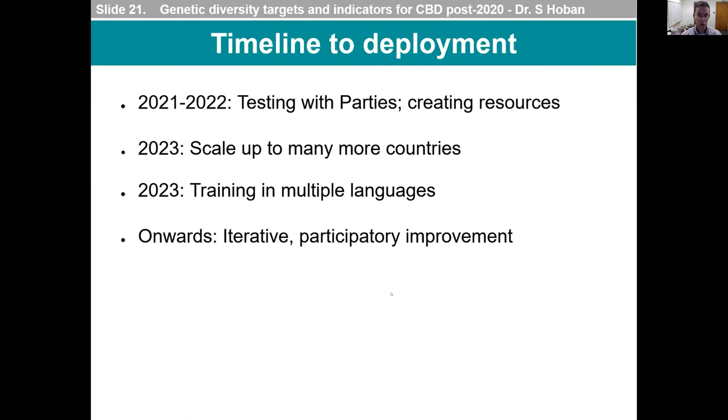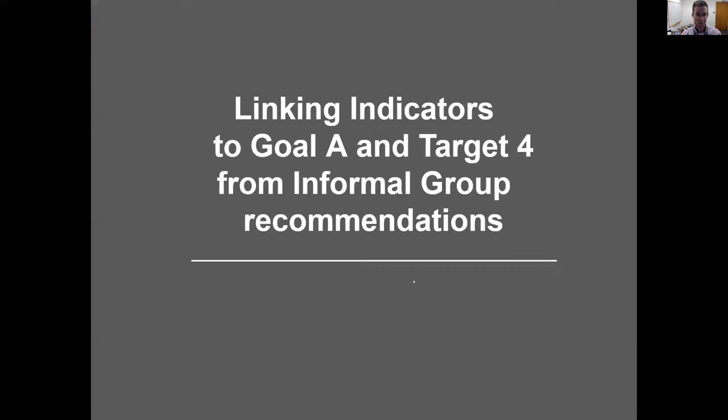This is where we are now. We've been doing this for the past 2 years, working with partners in different countries. We will be scaling up to more countries next year and creating more resources and doing training in multiple languages. We look forward to your participation, your suggestions, and improvement over time to make them easier and better.